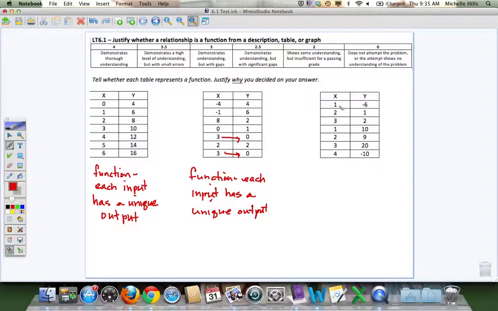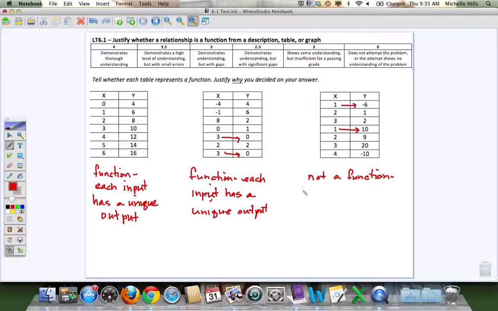The third one, I see 1 goes to -6, and then 1 also goes to 10. There's some other things going on, but I don't need to look at the other ones. I just need to find at least one example where there's an input that has two different outputs, and this is not a function.